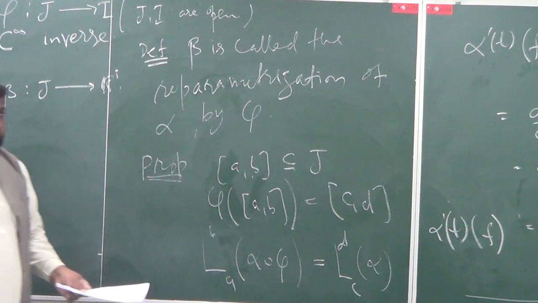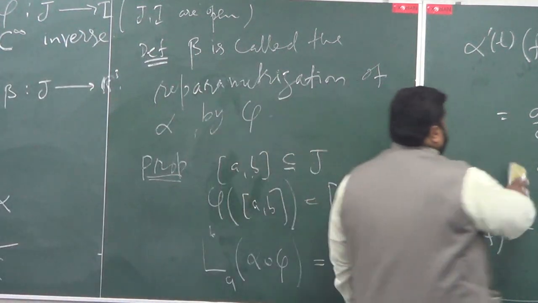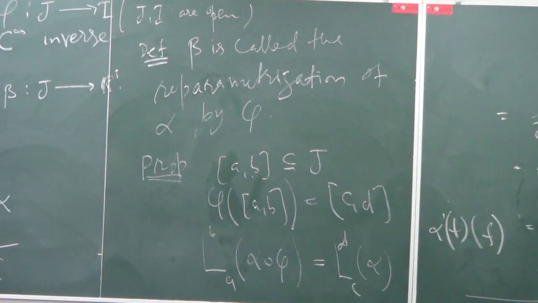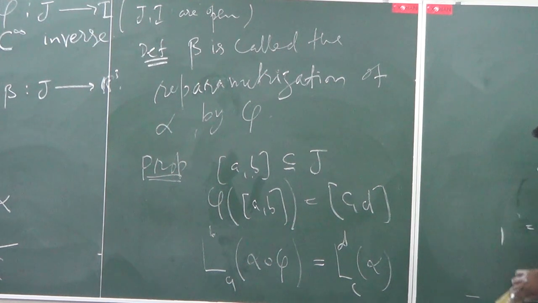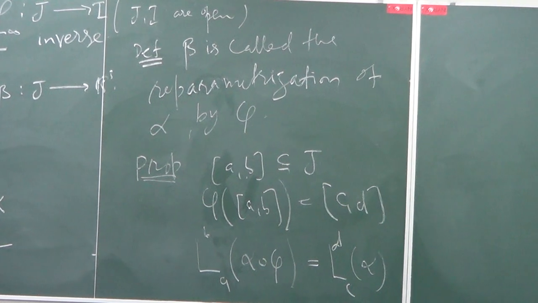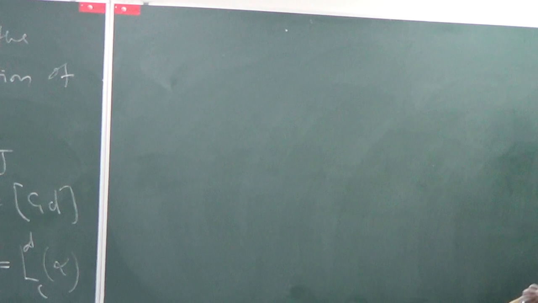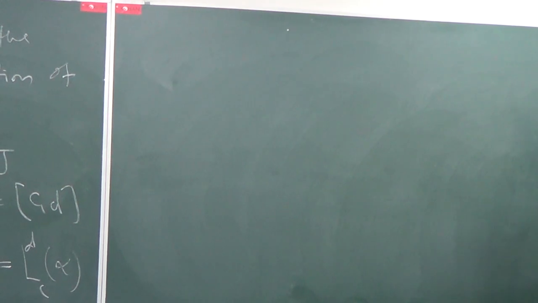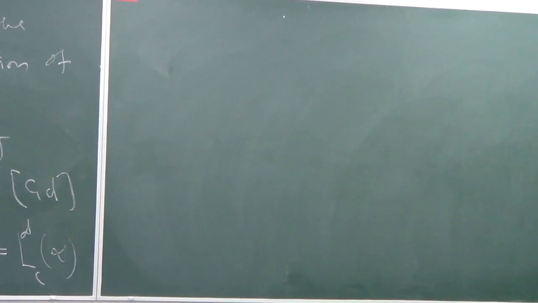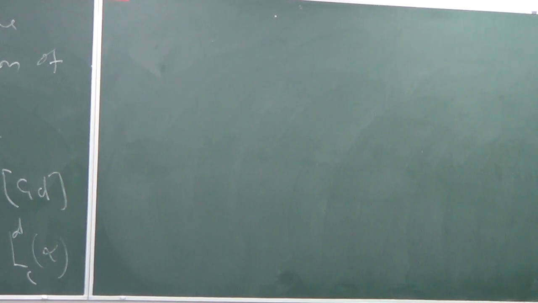So let's play a game now. Things are connected to each other. Things happen for reasons, but things don't happen for no reason. They happen for reasons.